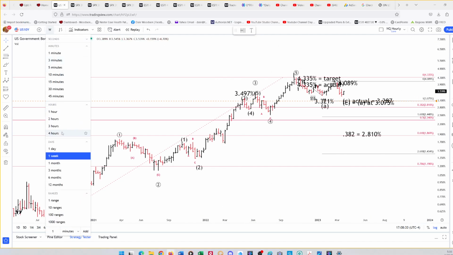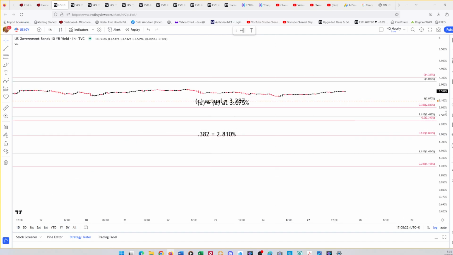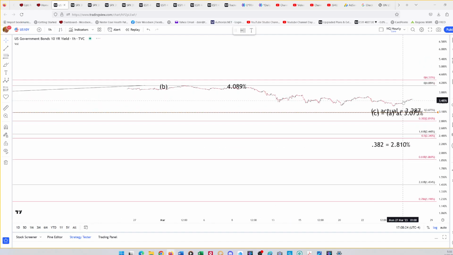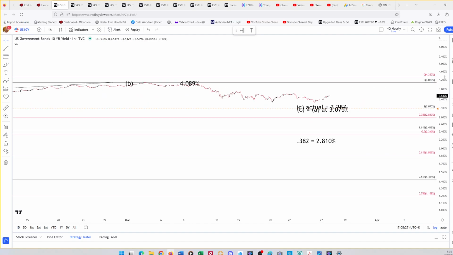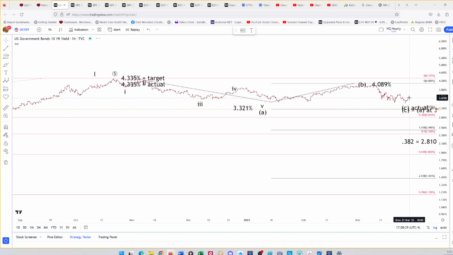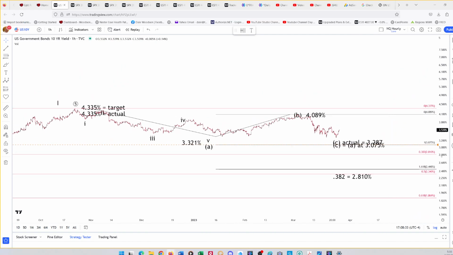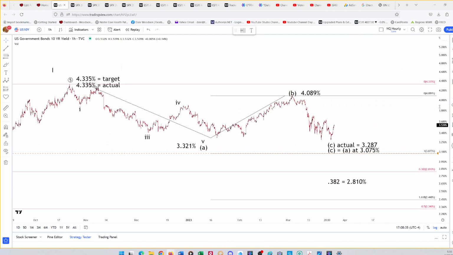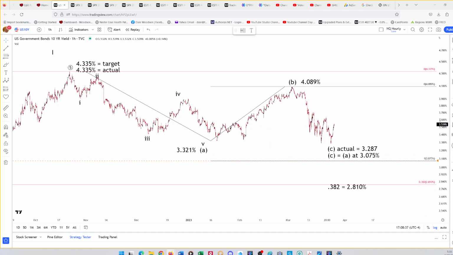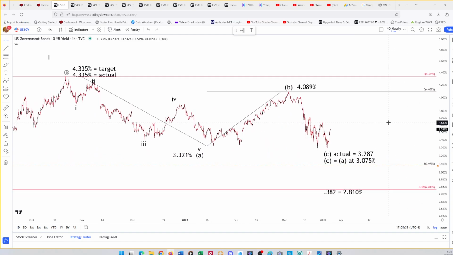Let me get back into the hourly chart. Just want to show you guys the big picture and see if I can get that back into view. There we go, for the next time or tomorrow morning or tonight when I look at it. And that is the hourly of the US 10-year.